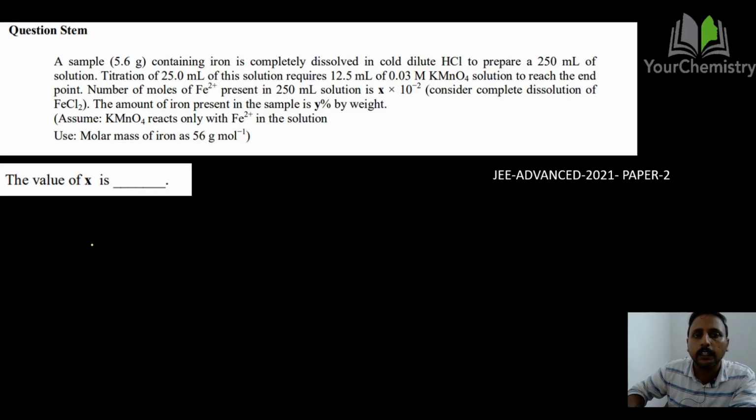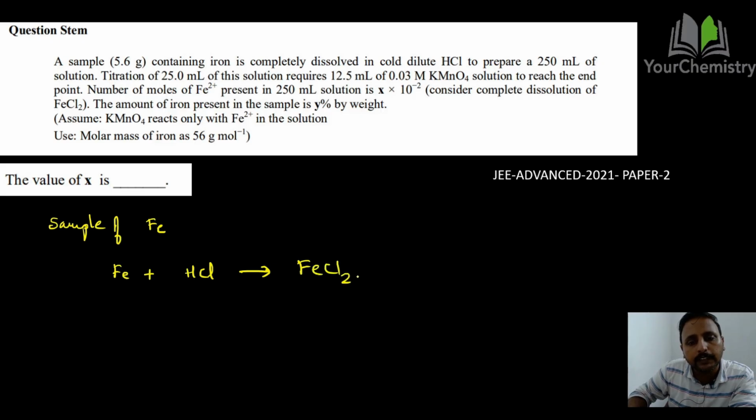So you can see that you are given a sample of iron, okay, which is dissolved, which is reacted with HCl. So the product needs to be what? FeCl2 plus H2. So this is the product of the reaction. It is given very clearly that this particular solution you have made, after this if you see this solution, this is what?